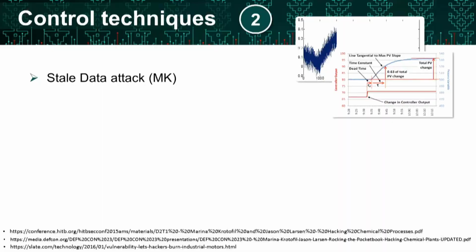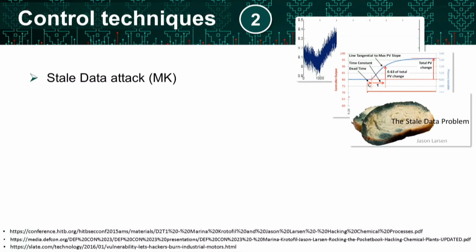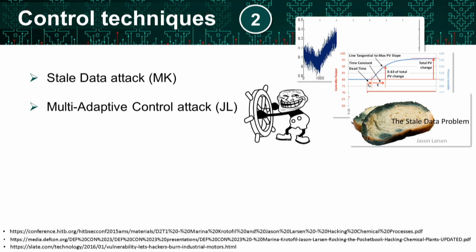And the beauty of this attack is that because we are not manipulating the packet, but rather delaying or dropping the data packets, this attack can be executed on authenticated and encrypted traffic. So Jason Larson actually did a couple of follow-up attacks where he was executing these attacks on encrypted traffic. Another technique which comes from Jason Larson is multi-adaptive control.